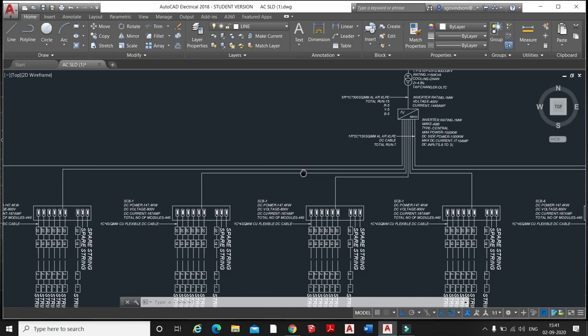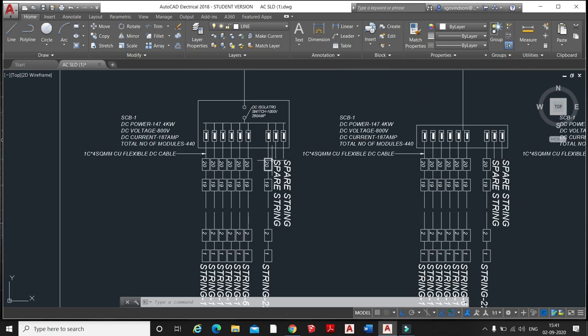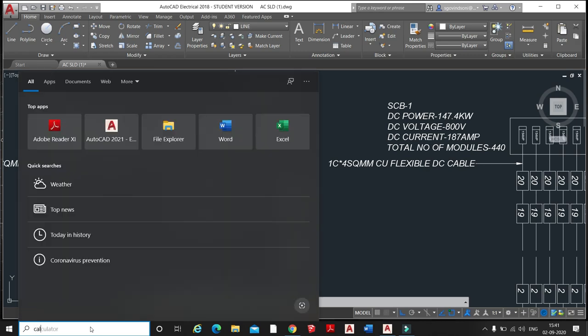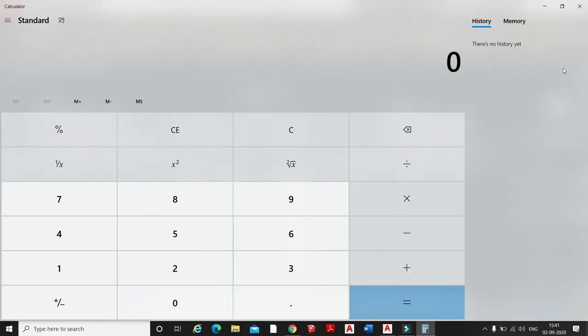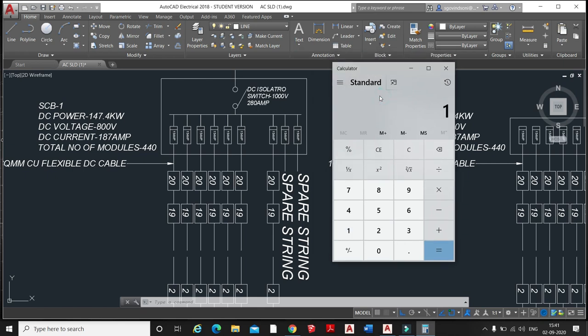Our plant capacity is 1 megawatt. So first we design the strings and calculate the number of modules. This is the capacity, your 1 megawatt solar power project, and let's suppose we choose the module 335 peak. When we divide, we get the total number of modules 2985. This is the total number of modules we are using in the 1 megawatt solar power plant.